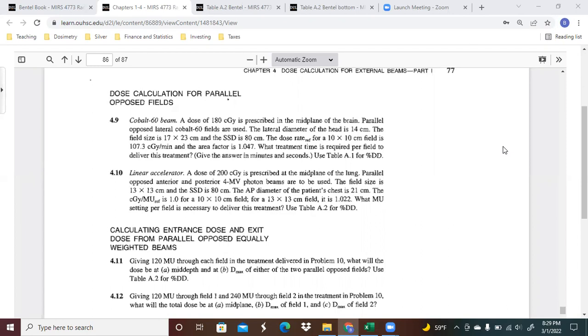The AP diameter of the patient's chest is 21 cm. The centigray per monitor unit reference is 1.0 for a 10 by 10 field. For a 13 by 13 field, it is 1.022. So what MU setting per field is necessary to deliver the treatment? It says to use table 8.2 for the percent depth dose, which I've uploaded into the course. Now, as far as what we're going to need here, let's go ahead and kind of draw this out.